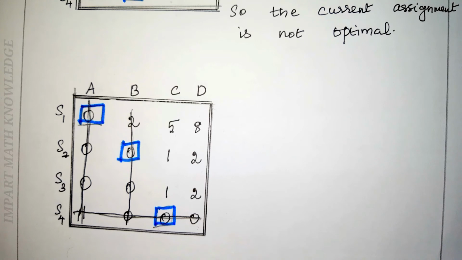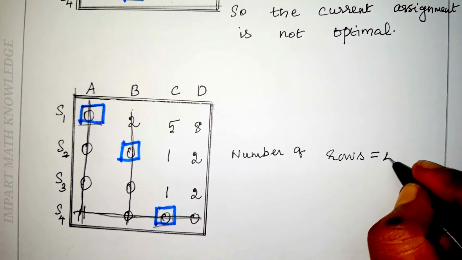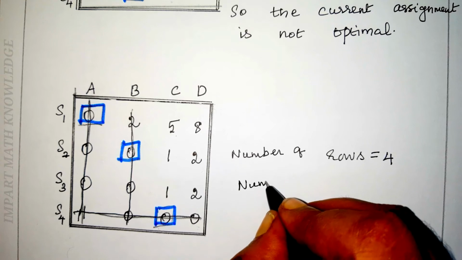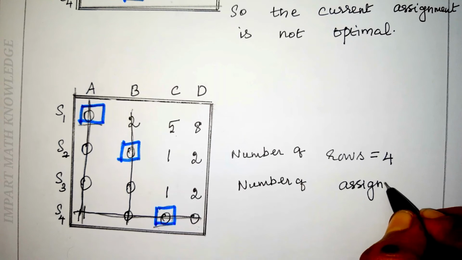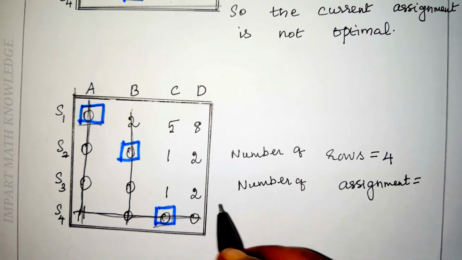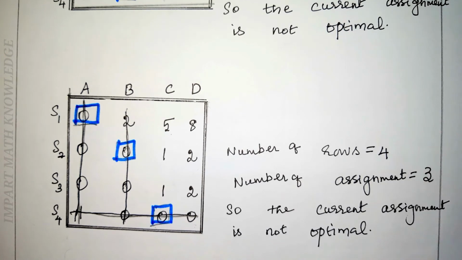Next you have to check whether the number of rows is equal to the number of assignments or not. Number of rows is equal to 4. Number of assignment is equal to 3. Here the number of rows is equal to 4, the number of assignment is equal to 3. So the current assignment is not optimal. To get the optimum solution, we have to find a new cost matrix.